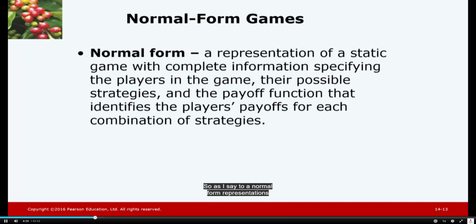So as I said to you, a normal form representation is just a fancy name for the table with the payoffs and the various alternative actions that the firms can take.